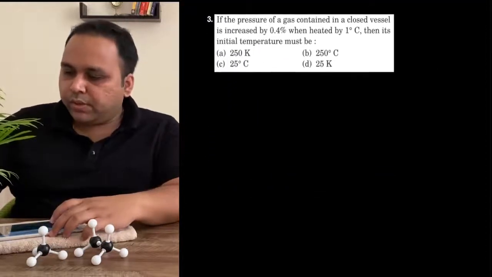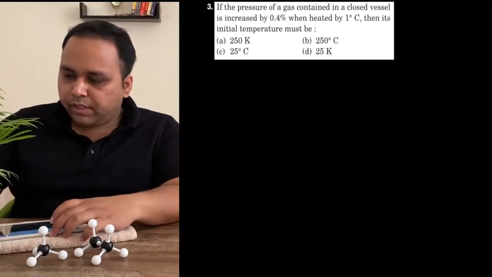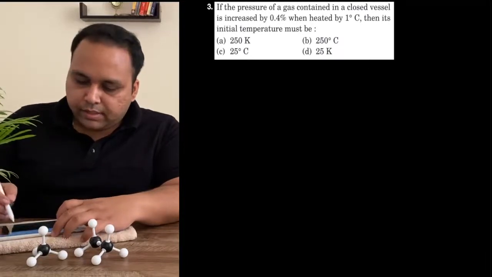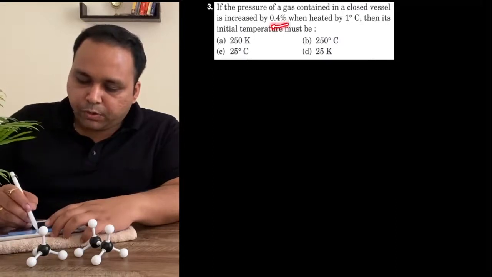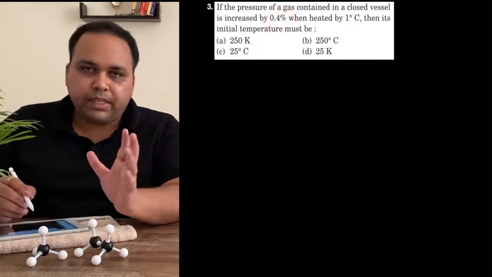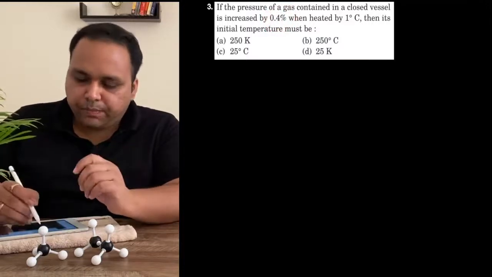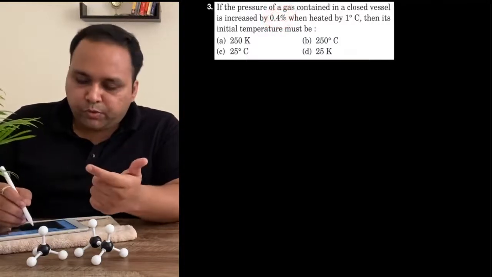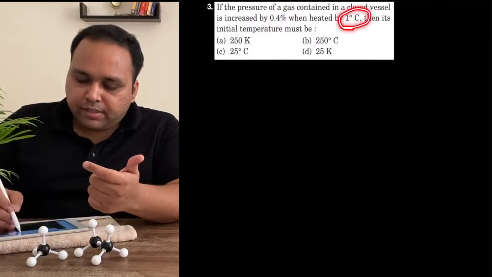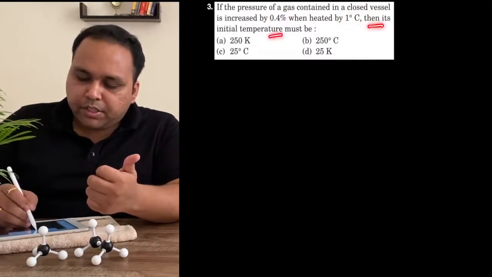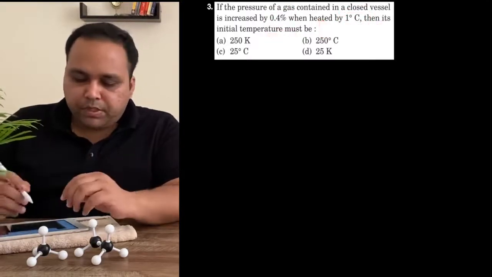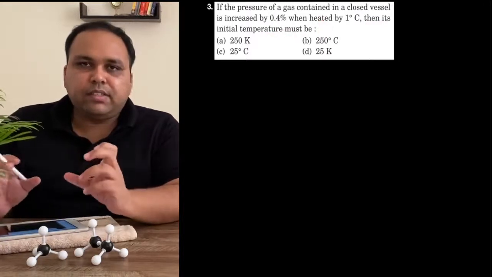Moving on to our third question. What we are given here is that the pressure of a gas contained in a closed vessel is increased by 0.4%. So pressure is something, let's assume it as P, and it is increased by 0.4% when heated by 1 degree Celsius. Then its initial temperature must be? So what must be the initial temperature? We are not given any data here. We are just given the differences.